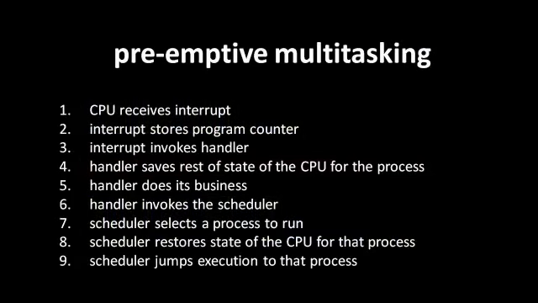Laid out in full, this scheme, called preemptive multitasking, works like this. First, the CPU receives some hardware interrupt, then the interrupt stores the program counter so that the interrupted code can resume later. The interrupt invokes the appropriate handler. The handler itself saves the state of the other CPU registers so that the interrupted process can be resumed later. The handler does whatever business the interrupting device needs. The handler then invokes a scheduler, and the scheduler selects a process to run. The scheduler then restores the CPU registers to the state they were in when that process was last running so that that process may continue. And finally, the scheduler jumps execution to that process.